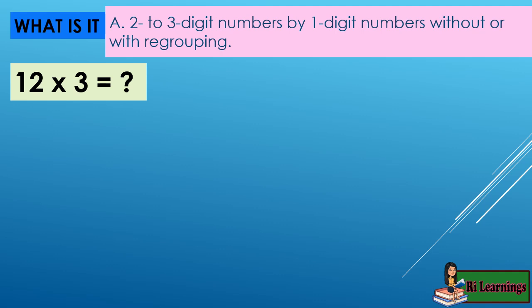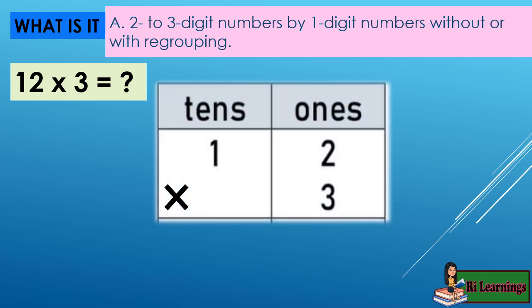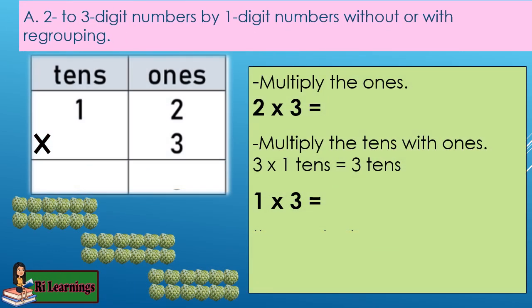This time, you will learn the basic rules of multiplying 2 to 3-digit numbers by 1-digit number without or with regrouping. Just like addition and subtraction, it would be easy to multiply large numbers by aligning them in vertical column. After you arrange the 2 numbers vertically with the multiplicand placed above the multiplier, multiply the 1-digit multiplier to each digit of the multiplicand from right to left, starting from ones place then to the tens place.